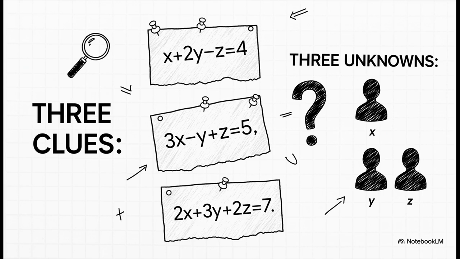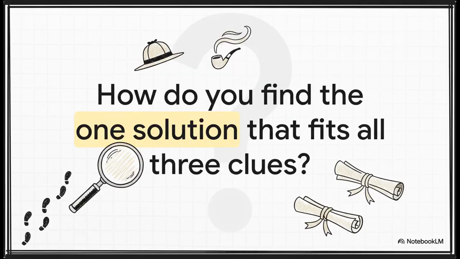Now, I know this might look a little intimidating at first glance, but really, I want you to think of it like a puzzle. We've got three clues, those are our equations, and three suspects that we need to pin down: x, y, and z. So what's the catch? Well, our solution can't just work for one or two of the clues. Nope, our job as the lead detective here is to find that one single set of values for x, y, and z that makes every single one of these equations true, all at the same time.